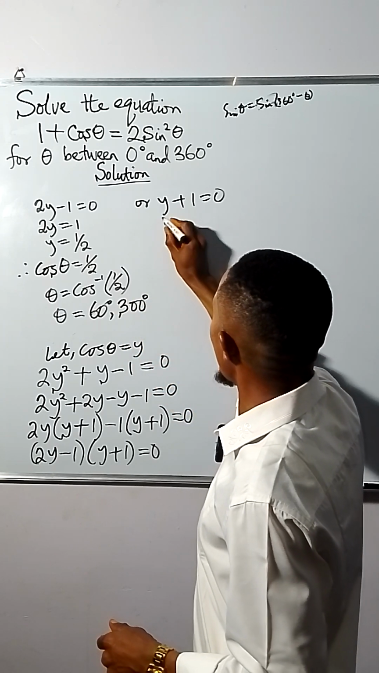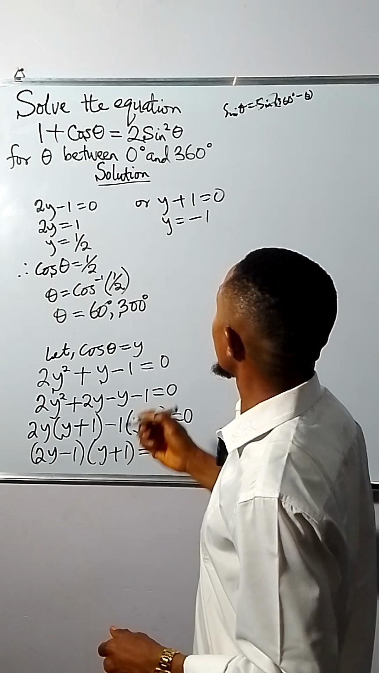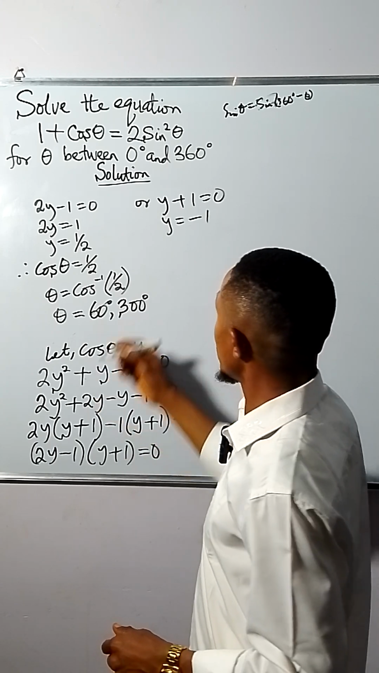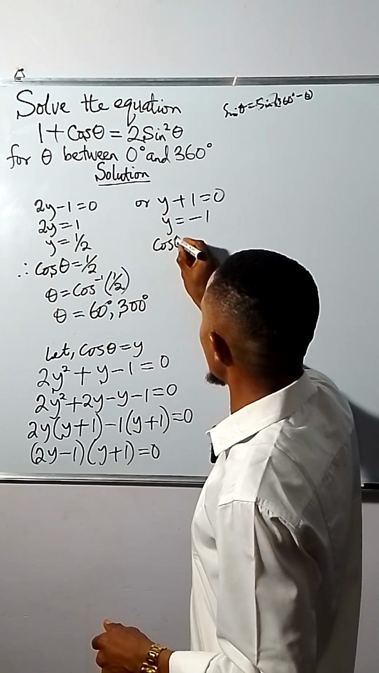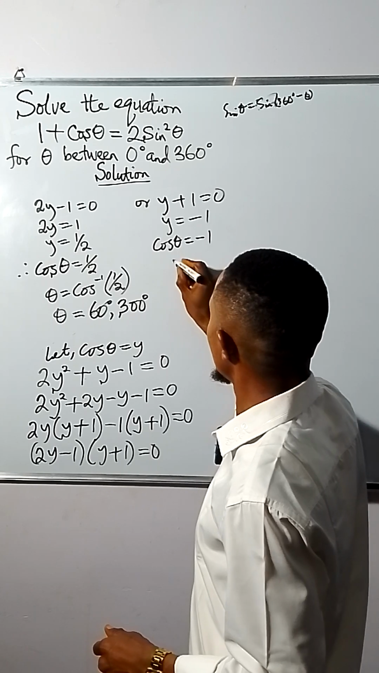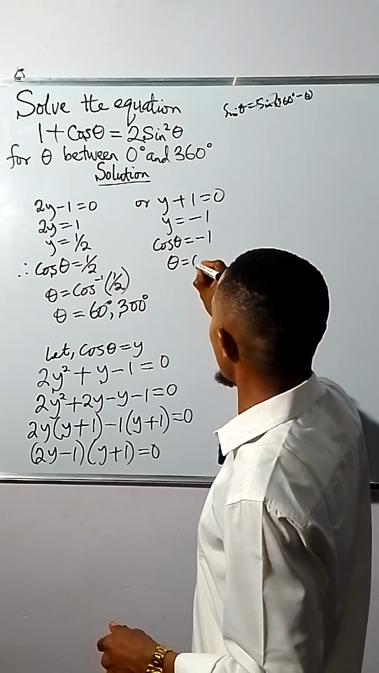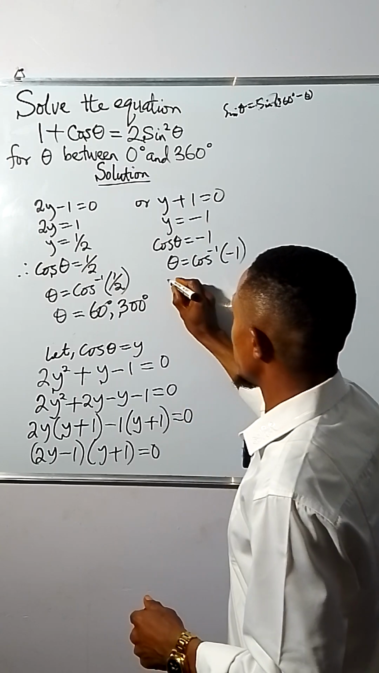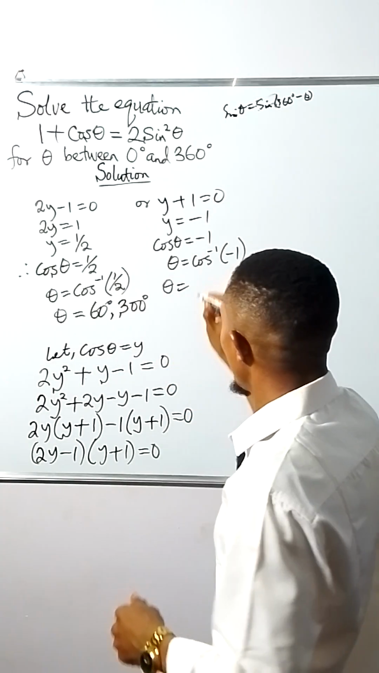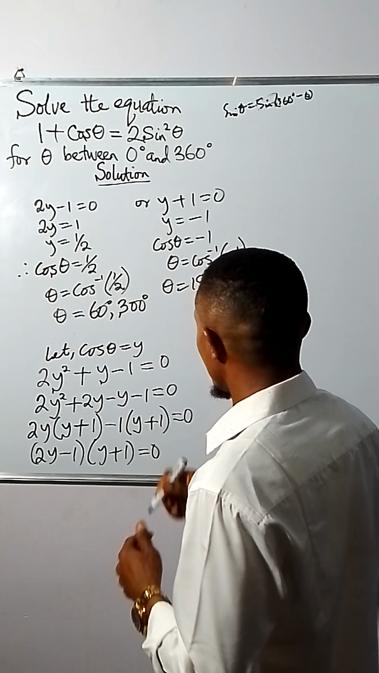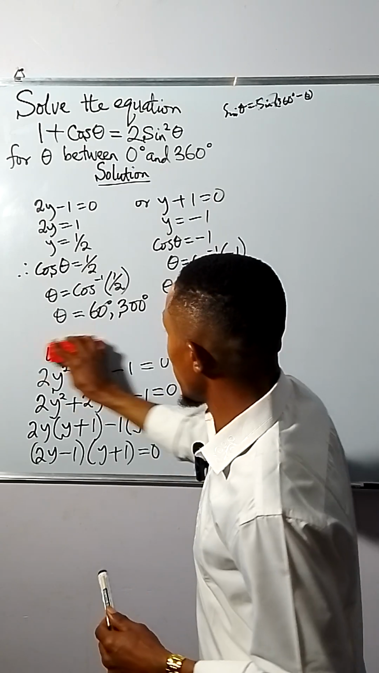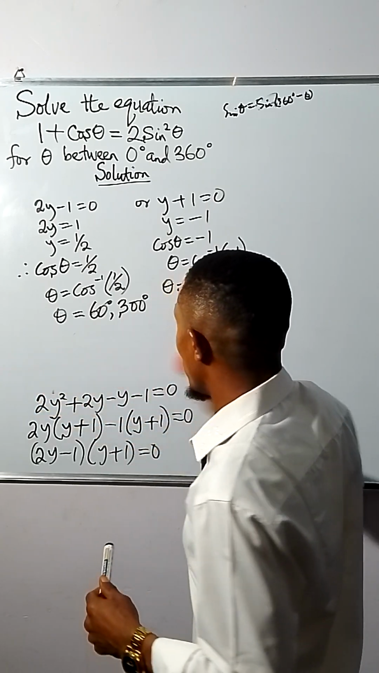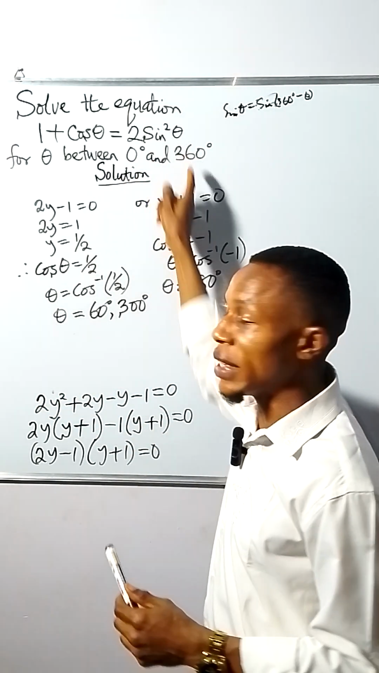Okay, we come over here. y will be equal to minus 1. y is the same as cos theta, so cos theta is equal to minus 1. Theta will be equal to cos inverse of minus 1. So what is the cos inverse of minus 1? 180 degrees. Alright, so we've obtained three values of theta occurring between 0 and 360.